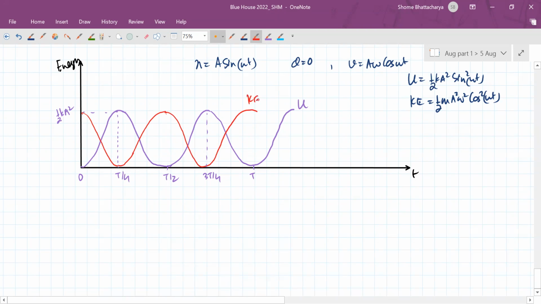So this is our kinetic energy. And the total mechanical energy is constant.